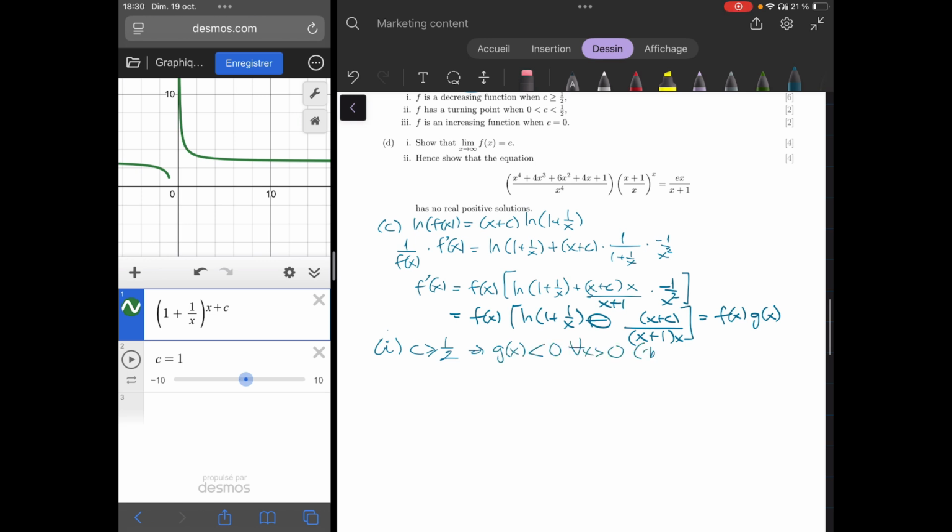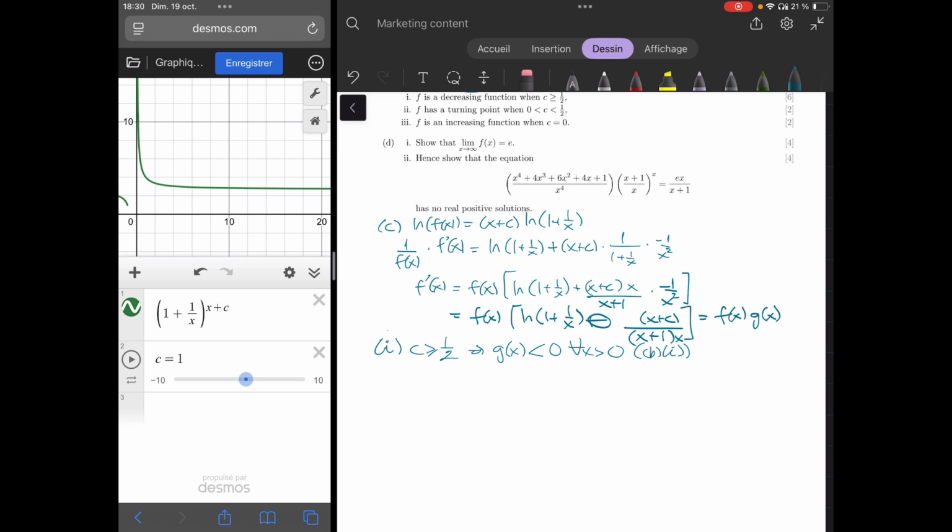This is basically graph B1. Furthermore, looking at the function we have here, we can say that f of x is strictly positive on this interval. You may want to include a sketch of the function if you want to convince the examiner. And therefore, f prime of x is less than 0, and therefore f is decreasing.